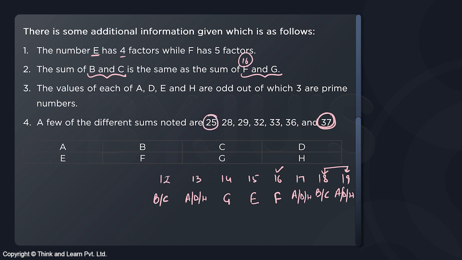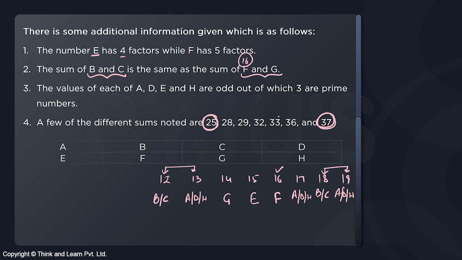Let's talk about the smallest sum, which is 25. How can I get a sum of 25? 25 is the sum of the smallest 2 numbers, and once again by the same logic, 12 plus 13 can be B plus D, it can be C plus A. Both the possibilities exist here. Is there any other possible sum? Let's talk about the other possible sums now.